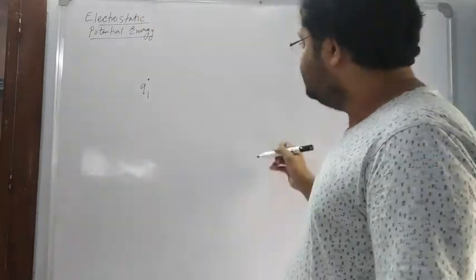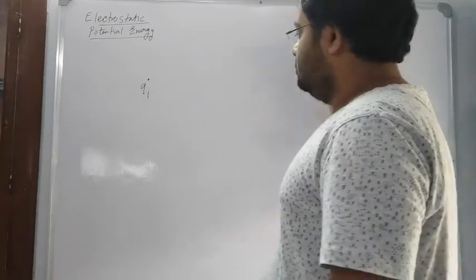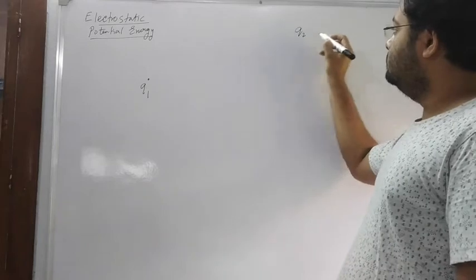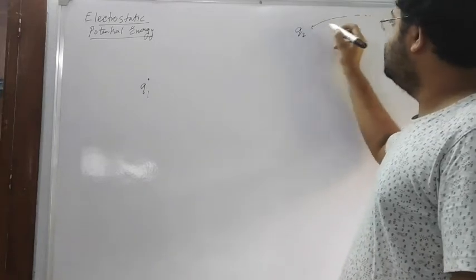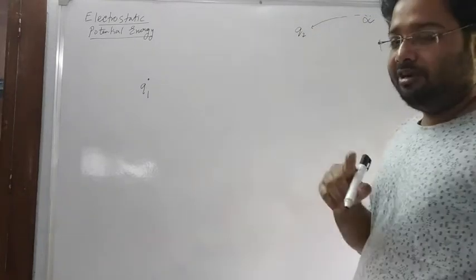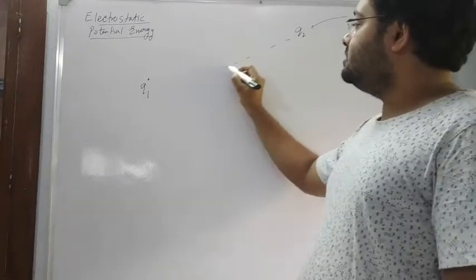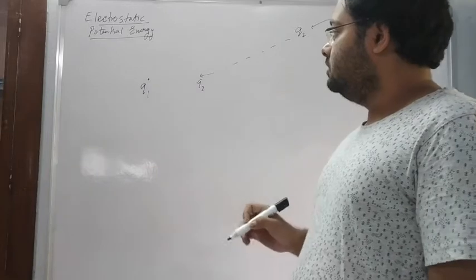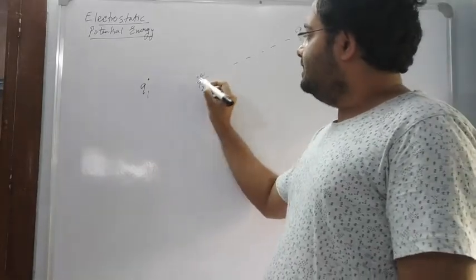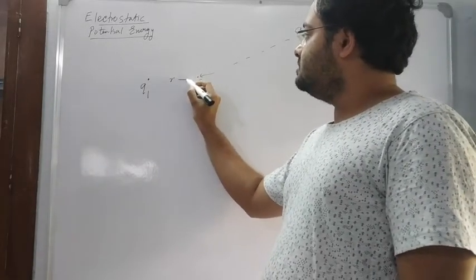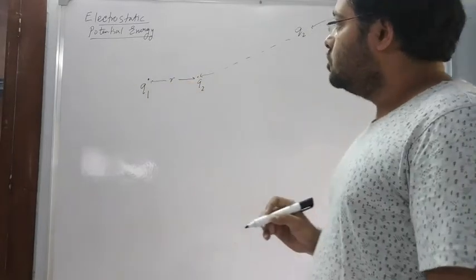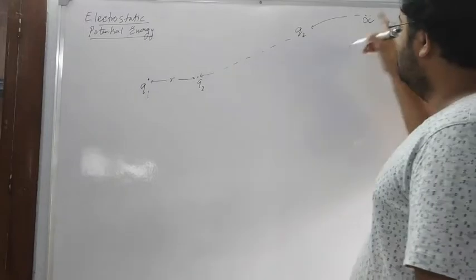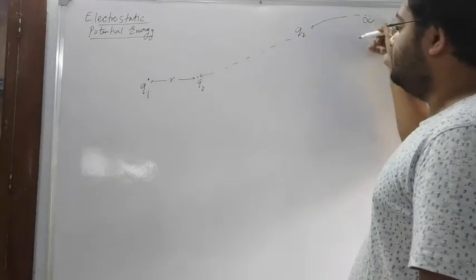Now, say you are trying to move another charge, Q2, from a very far away distance, which we will call infinity, towards this Q1. And the final distance between Q1 and Q2 is r. So the electrostatic potential energy is basically the work done to move that Q2 charge from infinity to here.